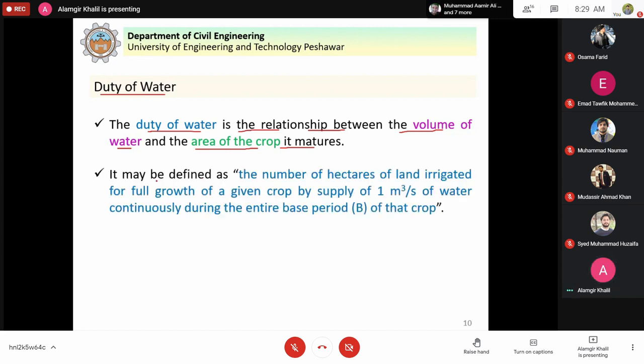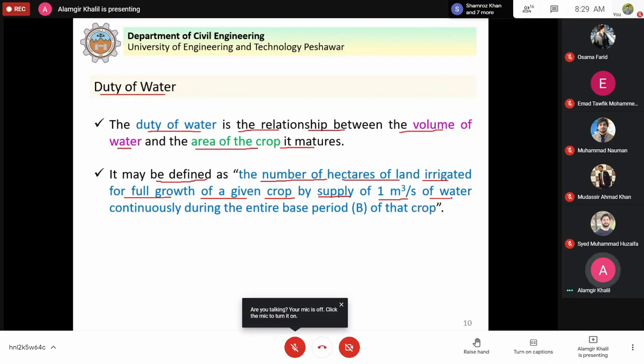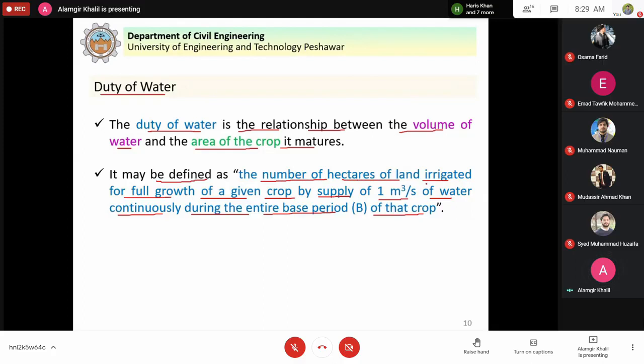How can we define it? It may be defined as the number of hectares of land irrigated for full growth of a given crop by supply of 1 cubic meter per second of water continuously during the entire base period of that crop. Clear? So this is the duty of water.